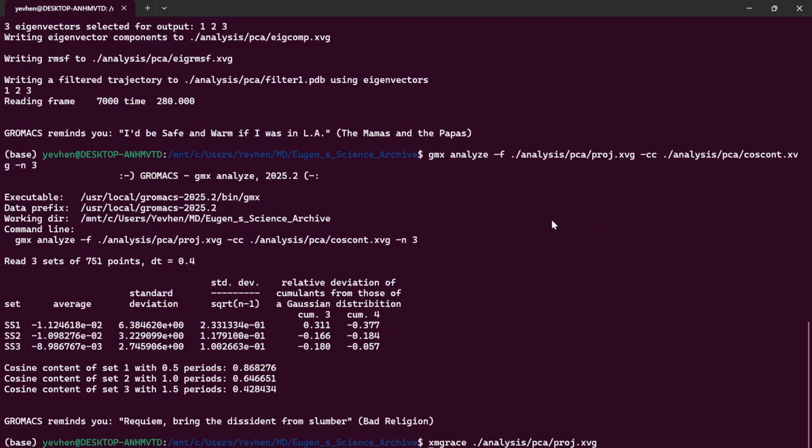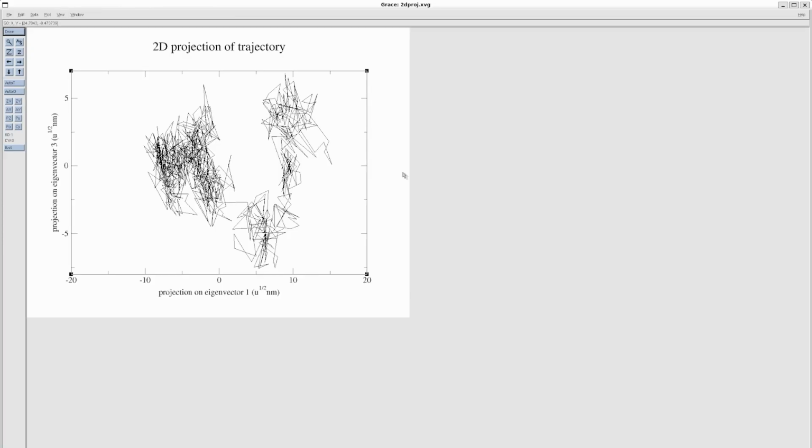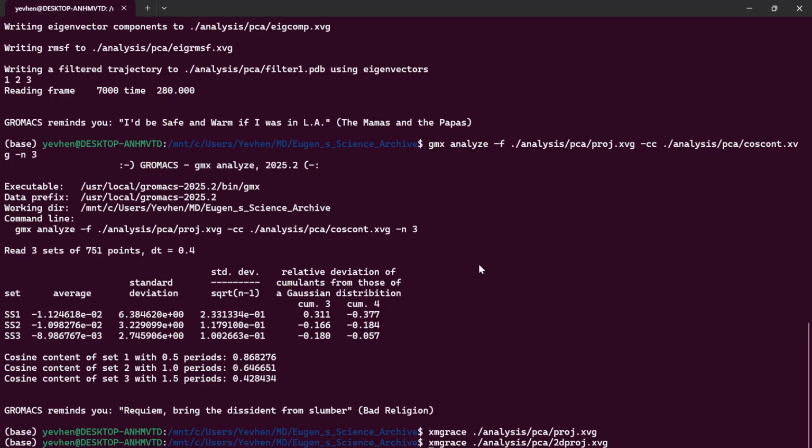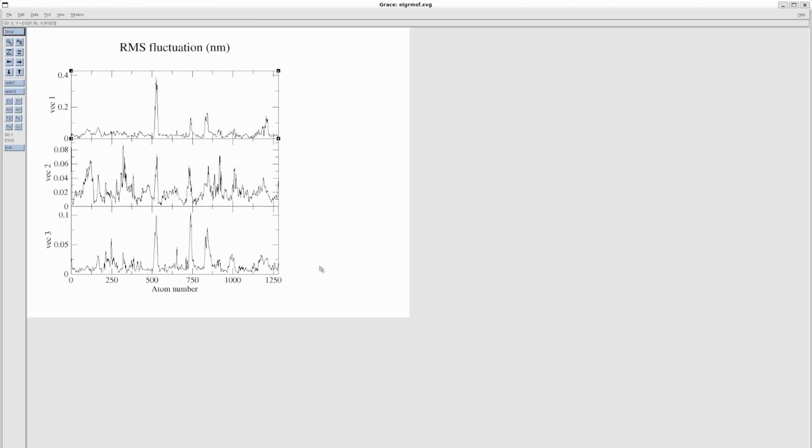Using the XVG file with two-dimensional projection, you can visualize conformational motion along two principal components simultaneously. In this case, clusters of connected dots represent stable states, and the lines between them are the transitions between such states. As a secondary output, you can also obtain a file with root mean square fluctuations of atoms in your index group about each principal component.